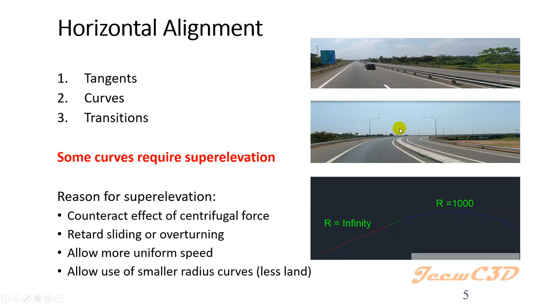Usually you see the roads rotated to two directions. That means at the center line it comes like this and goes like this, two directions, but at a curve you have one direction slope. We call it super elevation. So this super elevation is used to counteract the effect of centrifugal force and to retard sliding and overturning and allow more uniform speed as well as for use of lesser land for road design. So we will be learning these things in later slides.